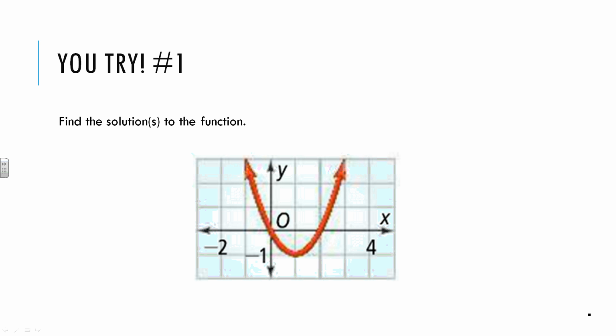So here's your first U-try problem. Complete it both in your notes and in the Google form below.